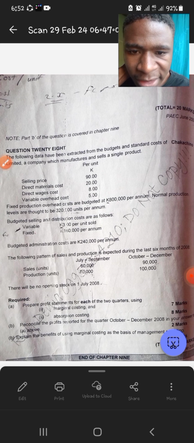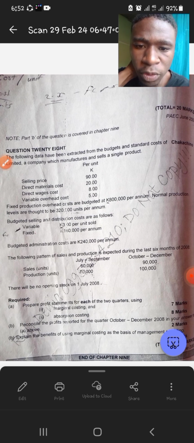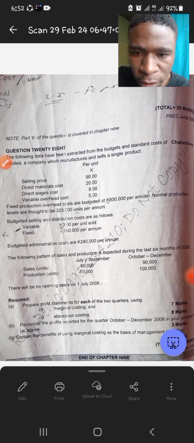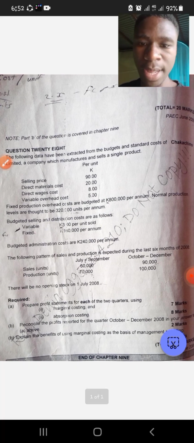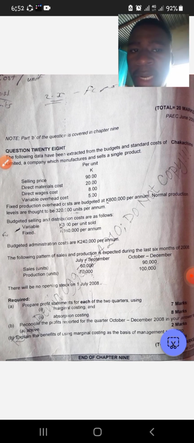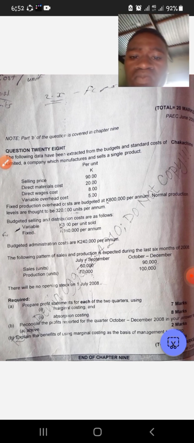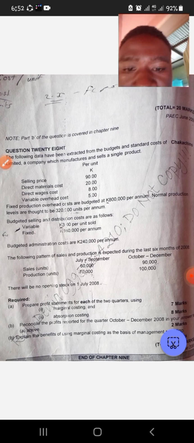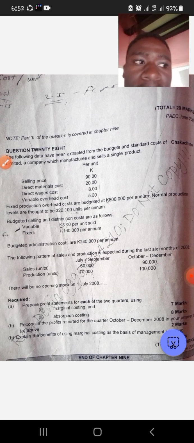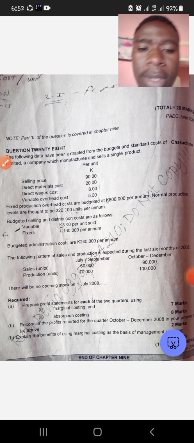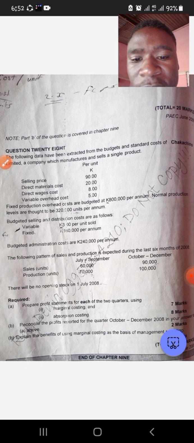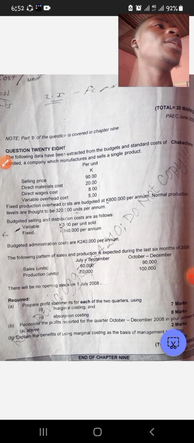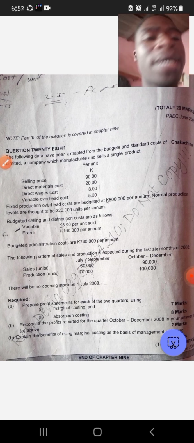Then there are some budgeted selling and distribution costs. These are like my expenses. The variable one was 3 per unit sold. The fixed was 160,000 per annum. Then some budgeted administration cost of 240,000, which was also per annum.